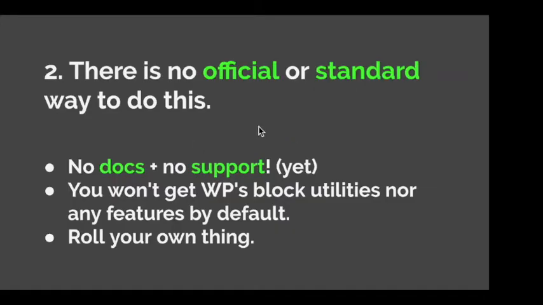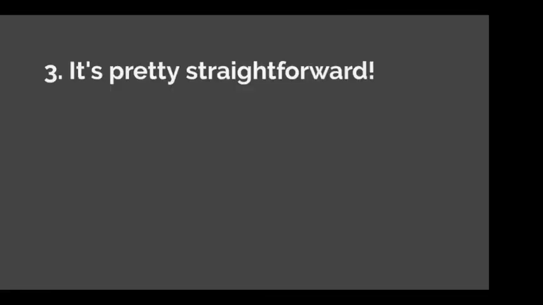So there is no official or standard way or supported way to do this. There are no docs or support for rendering React on the front end, but I think they are going to do something about it at some point, because it's a natural evolution of what they did. So you don't get any goodies like utilities or any features by default from WordPress on the front end to actually do that. So you have to roll your own thing, which is what we did. And it went pretty well so far. And it's pretty straightforward, so I'm going to show you.